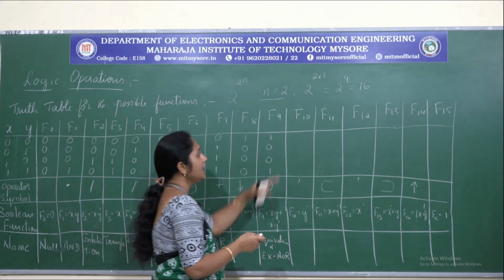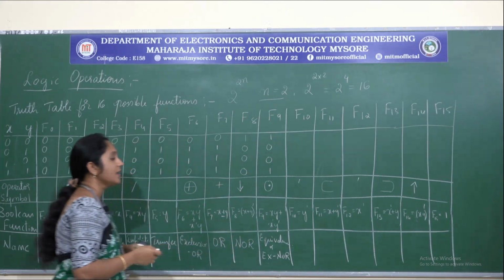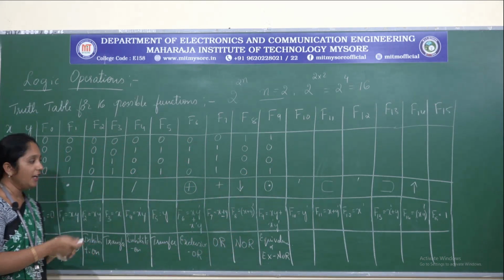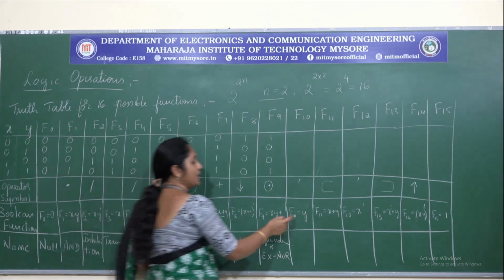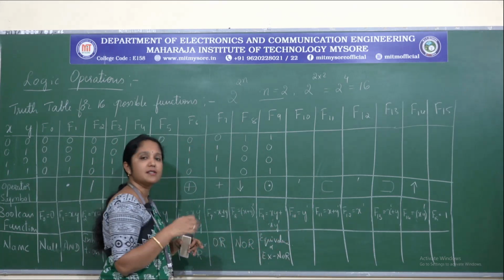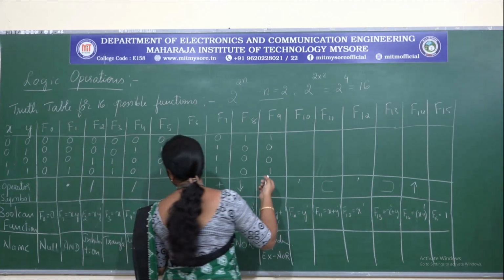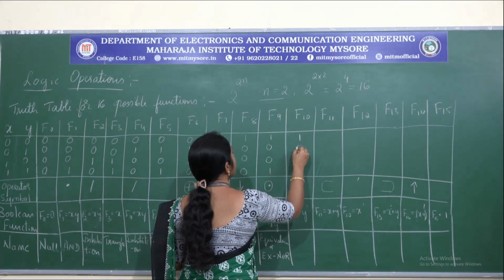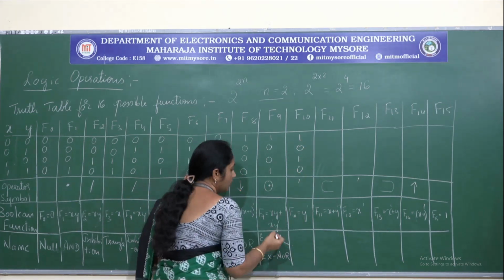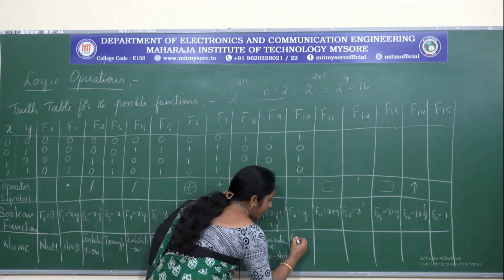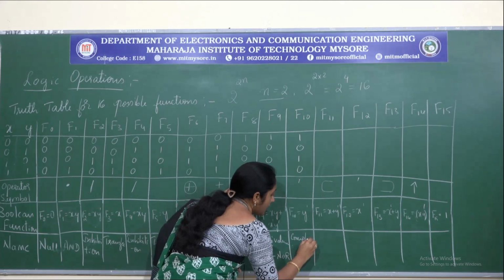Next, let us see the next function, that is F10. The equation we have for F10 is y dash. Y dash is nothing but complement of y. So complement of y is 1 0 1 0. So we can write the function as complement.